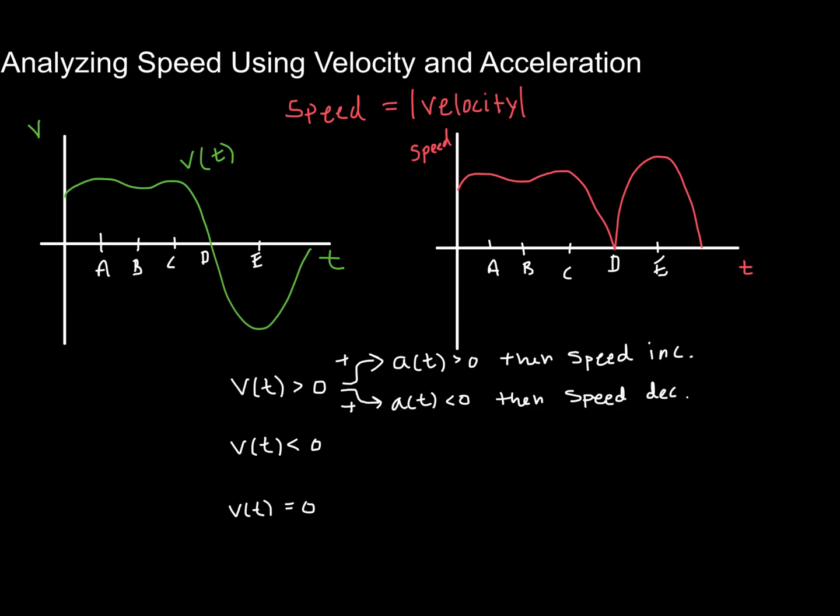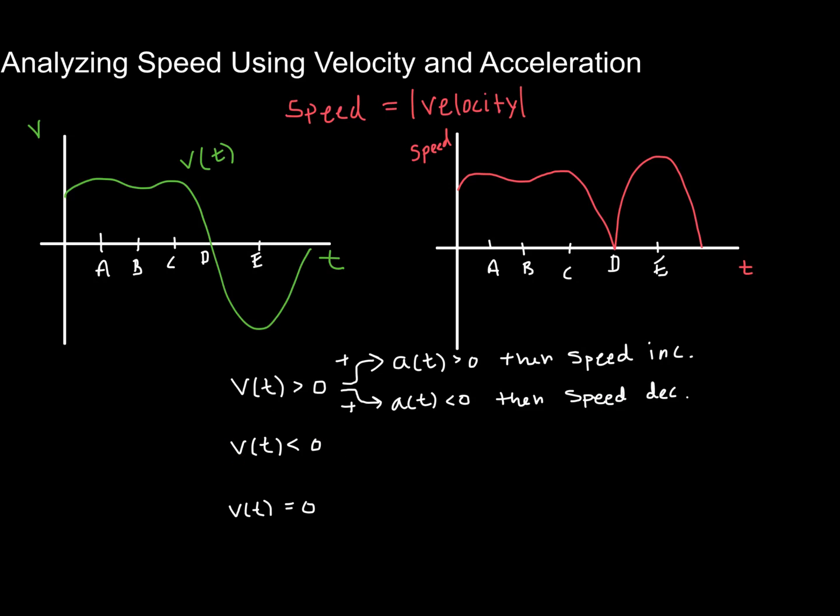One quick note, what I'm using these plus signs for is just to simulate an "and." So if velocity is greater than zero and acceleration is greater than zero, speed is increasing. If velocity is greater than zero and acceleration is less than zero, then speed is decreasing.